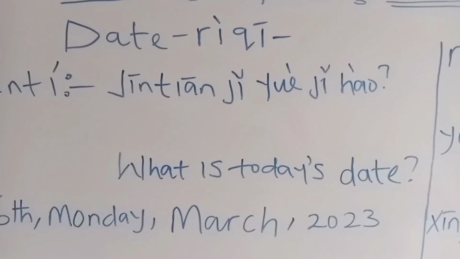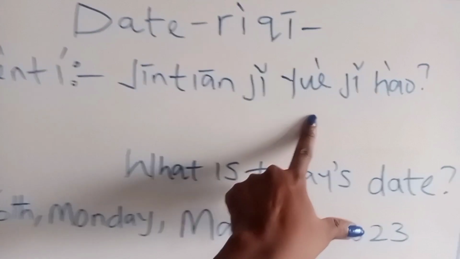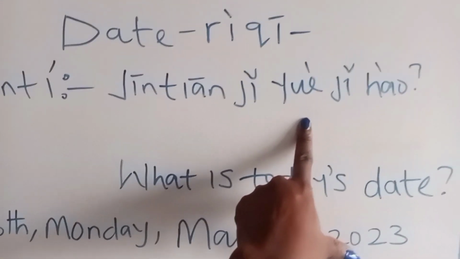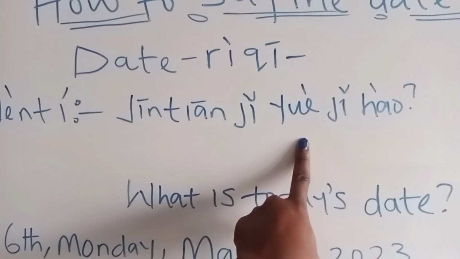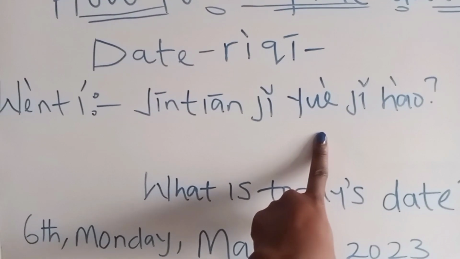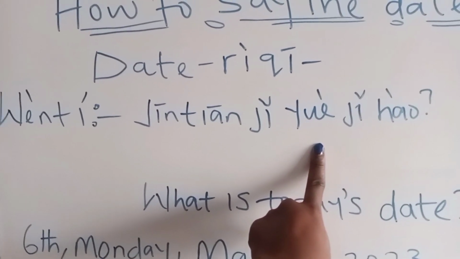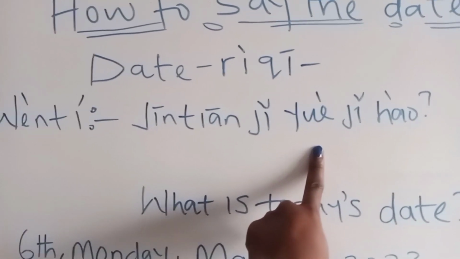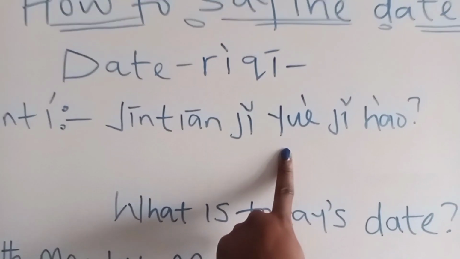今天 is today. 几 is how many. 月 is month. If you know how to say 1 to 12, you can say January to December. 1 is what? E. So to say January, because January is the first month of the year, all you need to know is what the Chinese call number 1, and that is E. So E, yue is January.